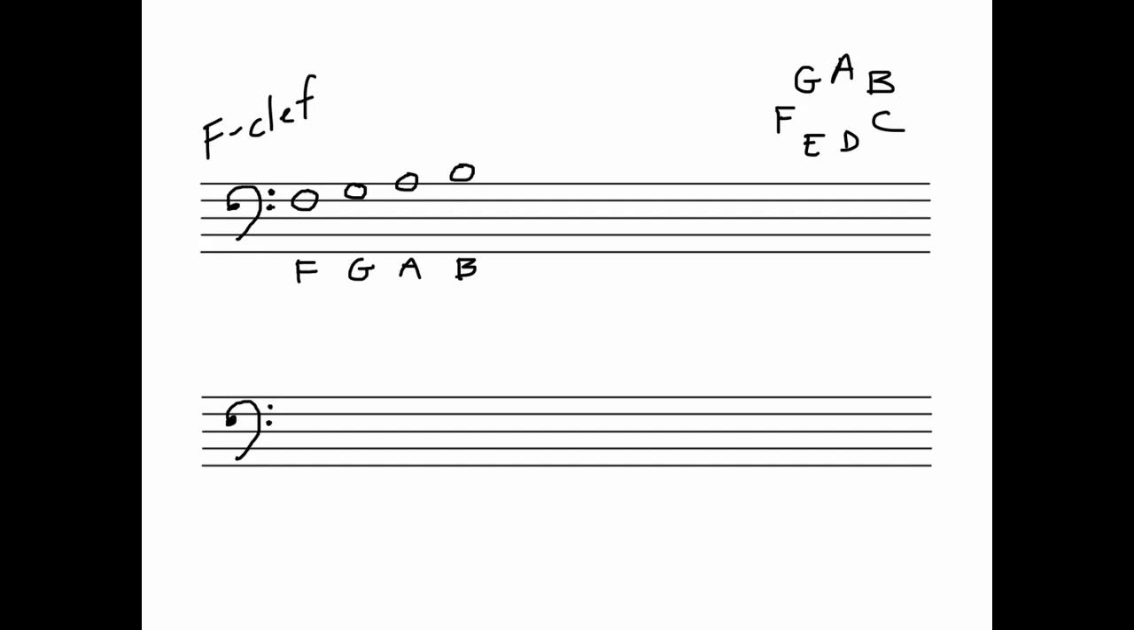And again, we've run out of lines, so we need to use ledger lines. So the next note is on a line, and it's C. The next note is in the space above the ledger line, and that's D. And let's go 2 ledger lines above, and that's E. And let's stop at F here. But you could keep going.